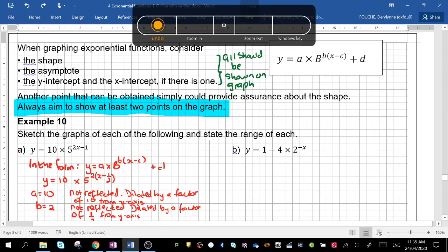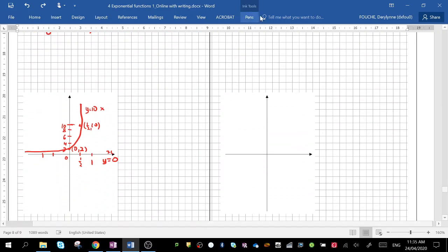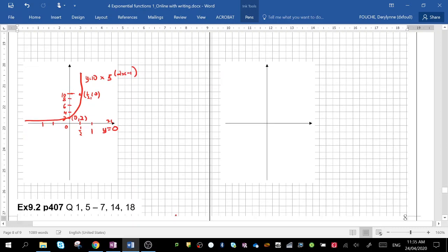Ten times 5 to the 2x minus 1. Okay, remember to show your asymptotes, your x-intercept, your y-intercept, and label your graph. Don't forget your y-axis there.